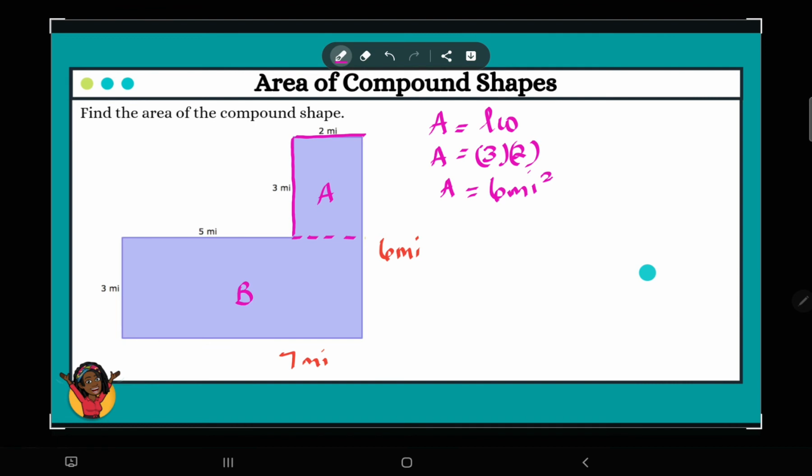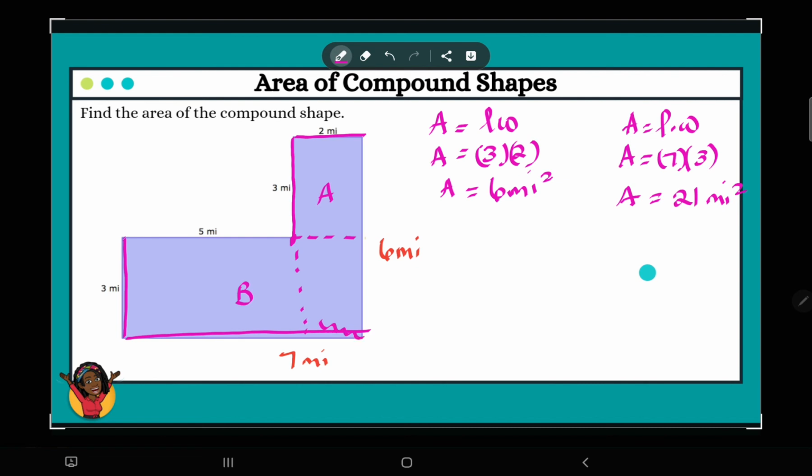And now for B, I have this entire region of 7 and this side here of 3. So the area equals length times width, and I'm substituting 7 times 3, which is 21 miles squared. Now for this rectangle, I could not use the number 5 because 5 is only from this point to this point. So I would be missing all of this region over here, and I would still need to calculate the area for that.